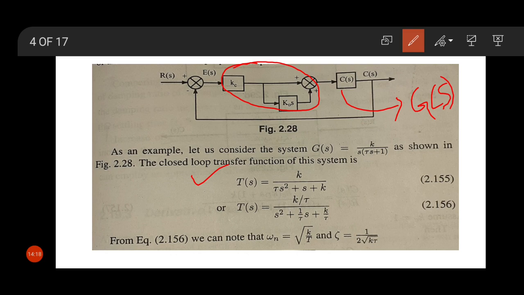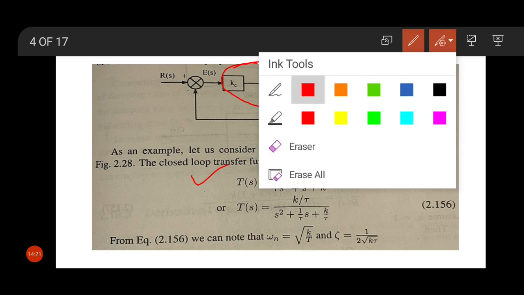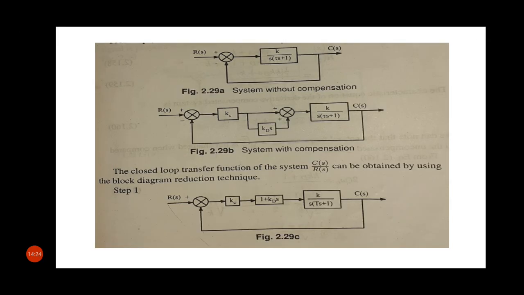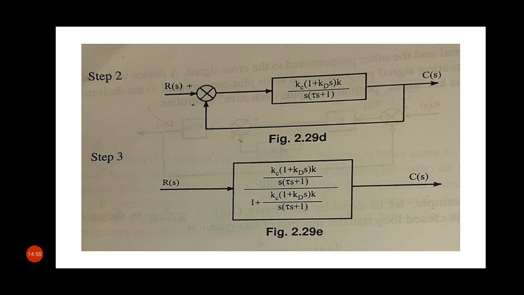Now see, here I have cleared this. Now see, the closed loop transfer function of the system C(s)/R(s) can be obtained by using the block diagram reduction technique. That means in this case we consider the compensator scheme, that means here Kc and Kds are present. If we consider this Kc and Kds, then our closed loop transfer function will be like this.